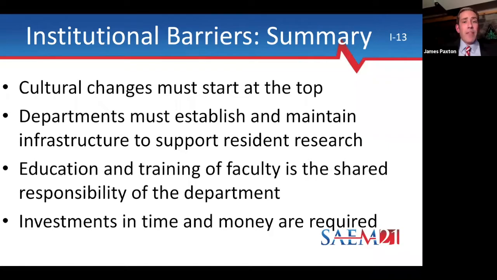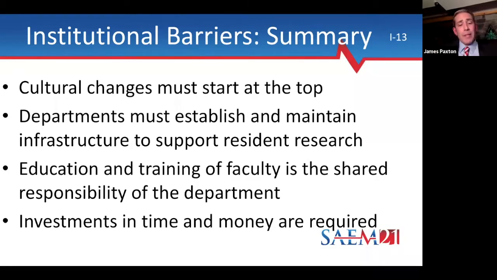So I think in summary, for institutional barriers, cultural change has to start at the top. You can't change your department, but you can be an influence for change, and you can be a catalyst for change. Departments have to establish and maintain an infrastructure that supports resident research. You can't do that yourself either, but you can certainly look for what's available, and you can make sure that you're aware of all the resources that you may have at your disposal. Education and training of faculty is a responsibility of the department, and you should point that out to them, that one of the missions of the department should be to develop and teach faculty, not just residents. And part of that process is going to spill over into resident research. And I think you're going to see benefits.